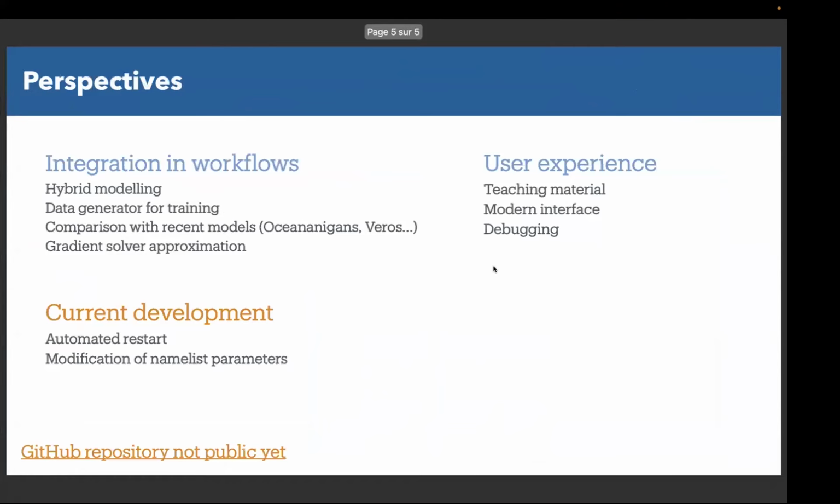Last slide, to summarize what could be performed with this tool. The first category would be to integrate NEMO in higher level workflows, like for hybrid modeling or data generation for training. It can also be compared with recent models that propose this kind of interface, like Ocean Elegance or Veros. Another possibility is to improve the user experience. It can be used as teaching material. Of course, it provides a more modern interface.